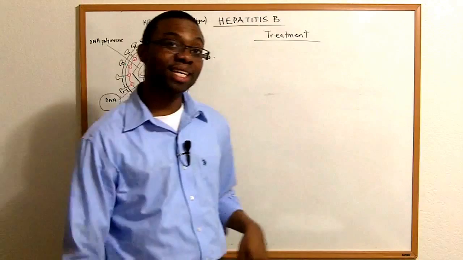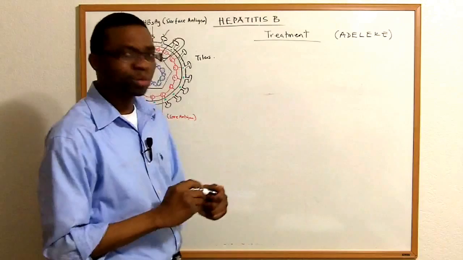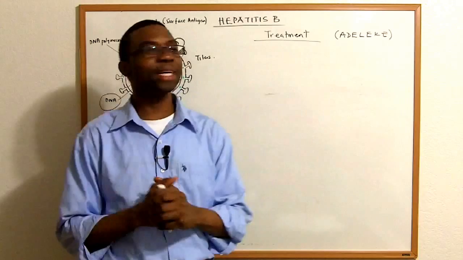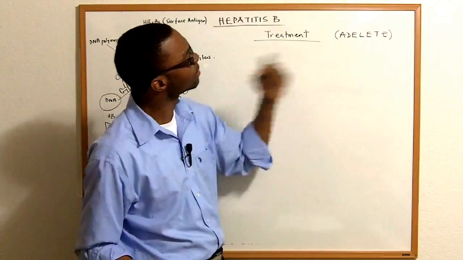Well, my name is Adeleke. Let's try to spell my name. This is my name. Adeleke. So, in order for me to remember all the drugs that we use to treat hepatitis B, I said, instead of Adeleke, I'll make it Adelete. I look at the word, and it looks like A-delete. That looks perfect. That's the mnemonic we're going to use.